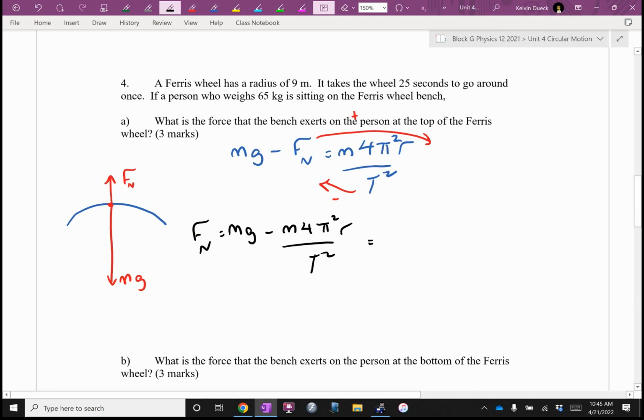It's going to be m, 65, g. Mr. Duick, there's an m in everything. Doesn't the m cancel? No, there's not an m in normal force. And in fact, when you're finding normal force, that's your apparent weight. The m won't cancel. That's why as you get heavier, you can age out of some rides. Rides that you liked when you were a kid, you might not be able to handle as easily when you were grown up. R 9, all over 25 squared.